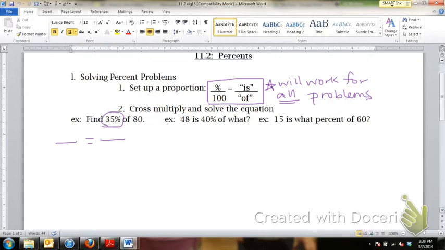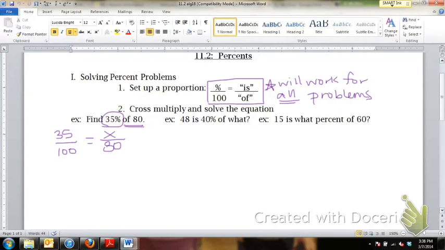35%, that's my percent, so that goes in the percent spot. That always goes over 100. Whatever number goes with the word is, which I don't have, but I do have the word of in here. So 80 is going to go in the of position, and whatever I'm missing, that's where I just put my x.